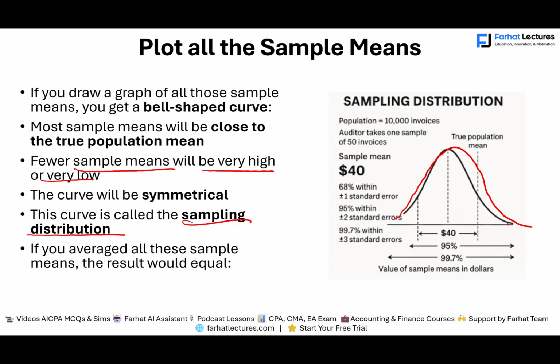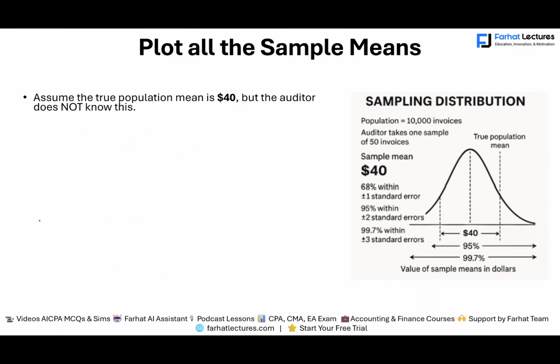If you average all these sample means, the result would equal the true population mean. And this is the magic of the sampling distribution. So when we discuss ratio estimation, mean estimation, difference estimation, it's all based on this theoretical statistical theory. Assume the true population mean is 40, but the auditor does not know the true population mean. So the auditor takes one sample and the sample mean equals 40. The auditor doesn't know what the true population mean is. But let's assume we got it and we are at 40.